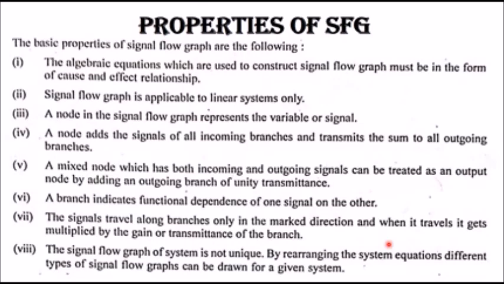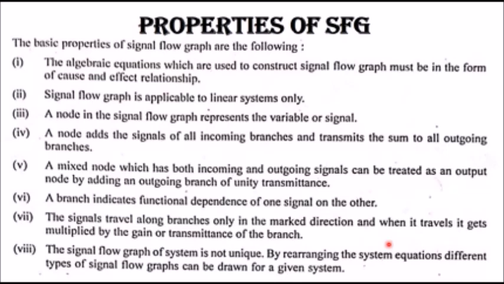A signal flow graph is applicable to linear systems only. That means the graph represents a straight line which passes through the origin. The nodes in a signal flow graph represent a variable or signal. So all the nodes in the signal flow graph actually represent a variable or a signal. A node is the sum of the signals of all incoming branches.